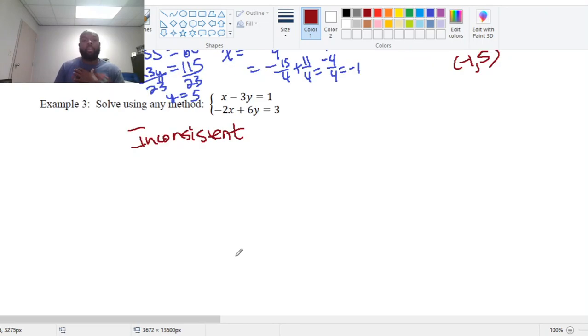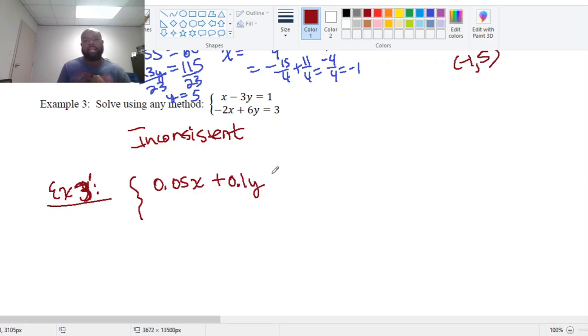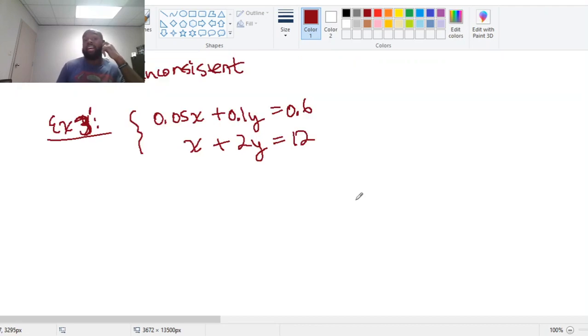Instead of doing this example, I want to give you an example, and I didn't put it in your notes, of solving this system here, right? So we're going to say example 4. Let's do 3 prime. We have this system here, 0.05x plus 0.1y equals 0.6, x plus 2y equals 12, all right? So we're going to solve this system. You can use any method you want, right?